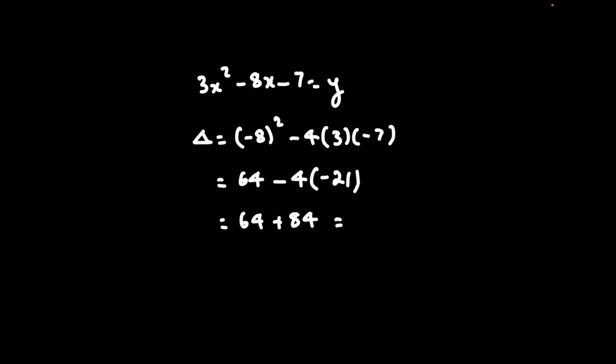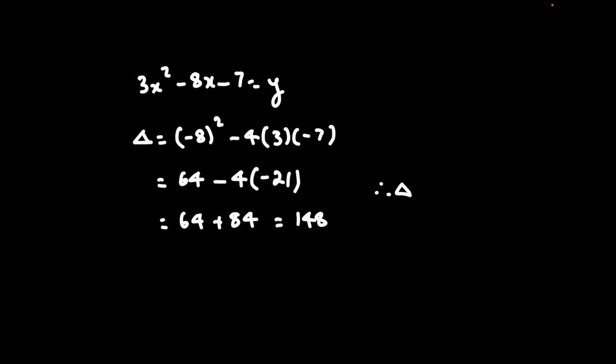And this here is simply equal to 148. Because the value of your discriminant is more than 0, your quadratic will have two solutions. It'll simply have two x-intercepts. Next one. How many does this equation have?